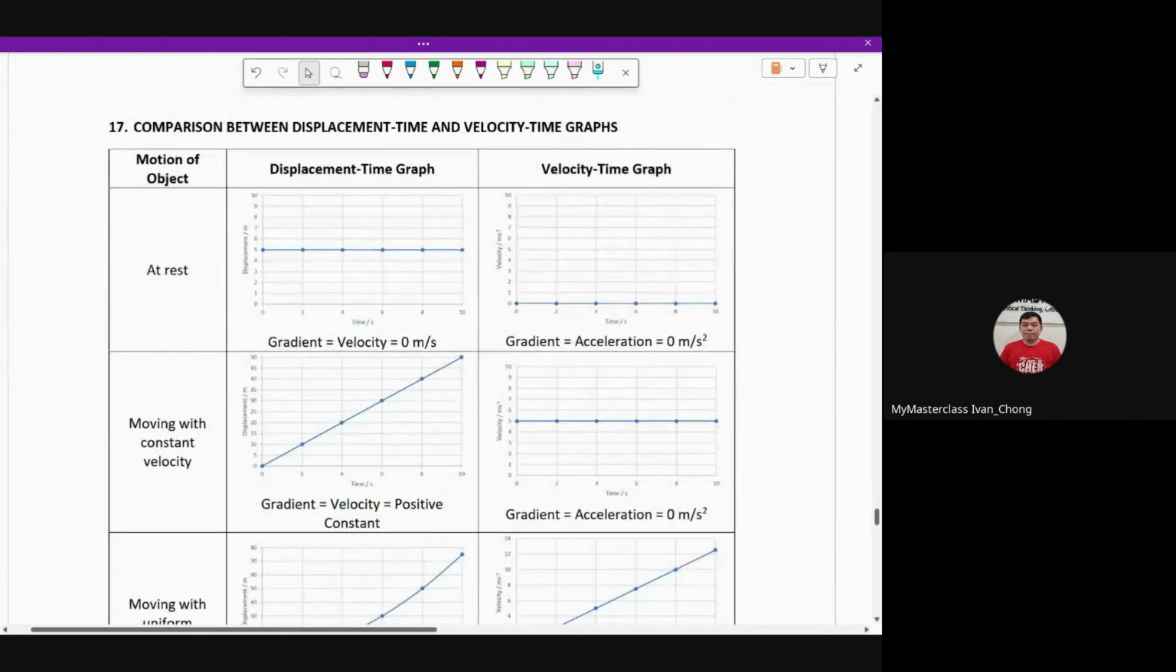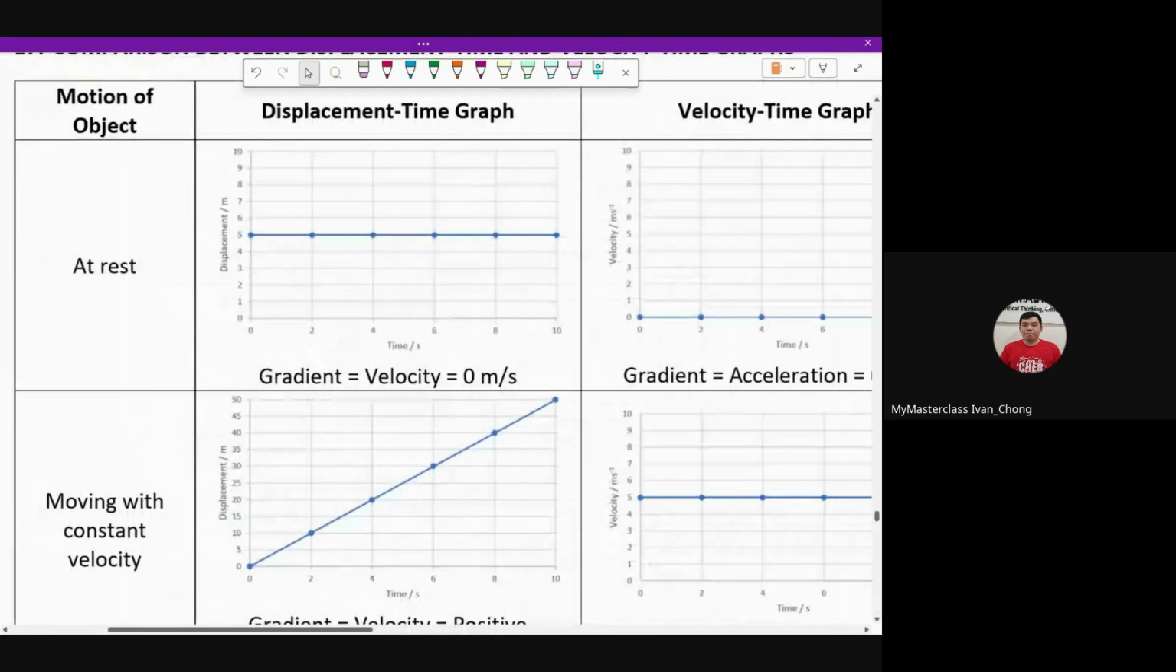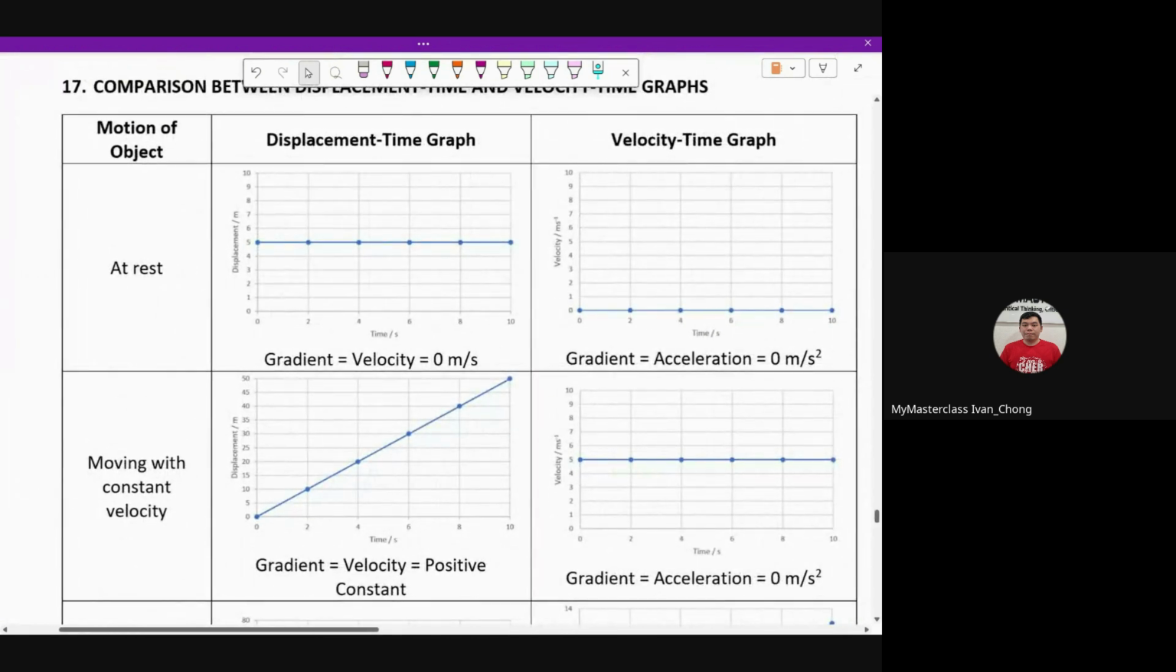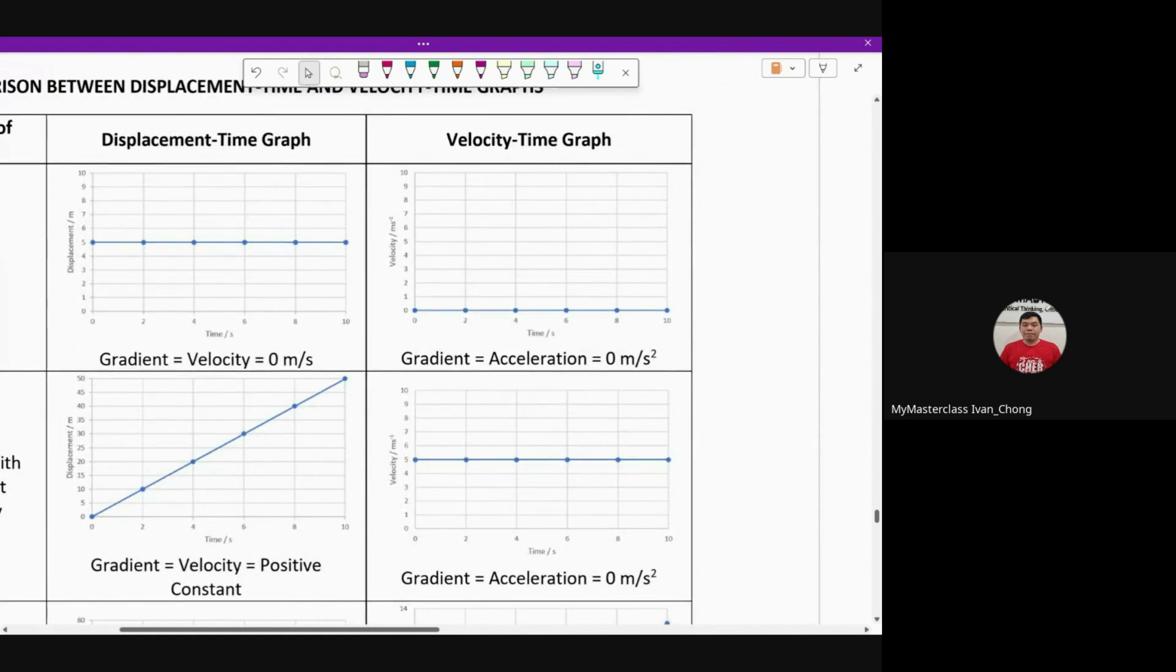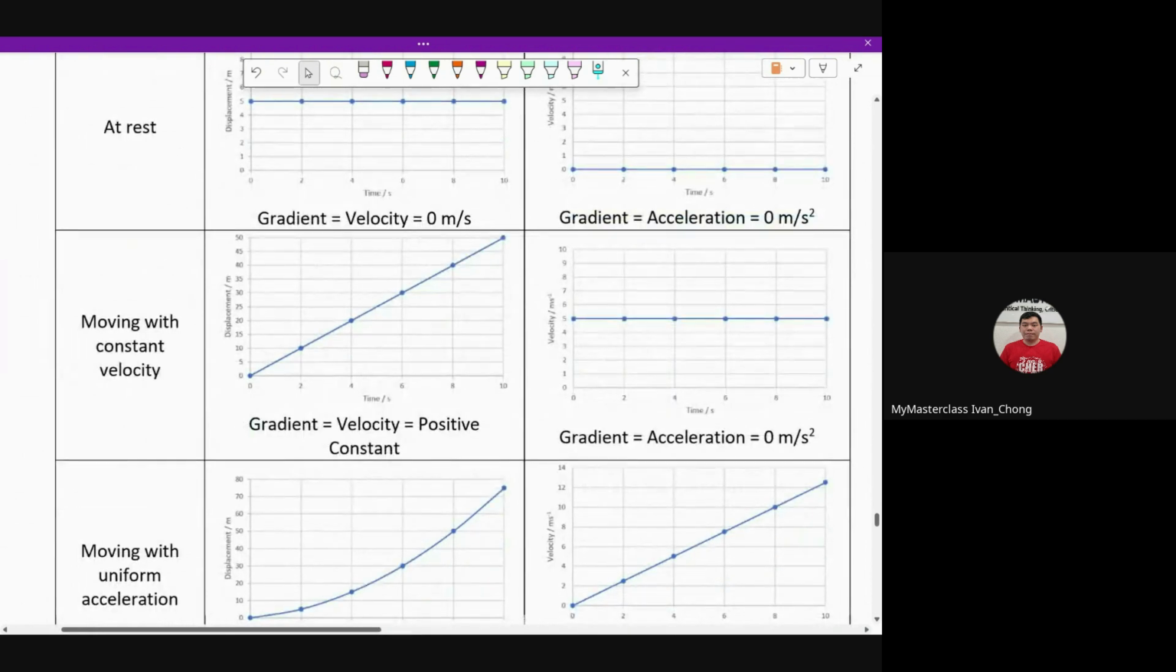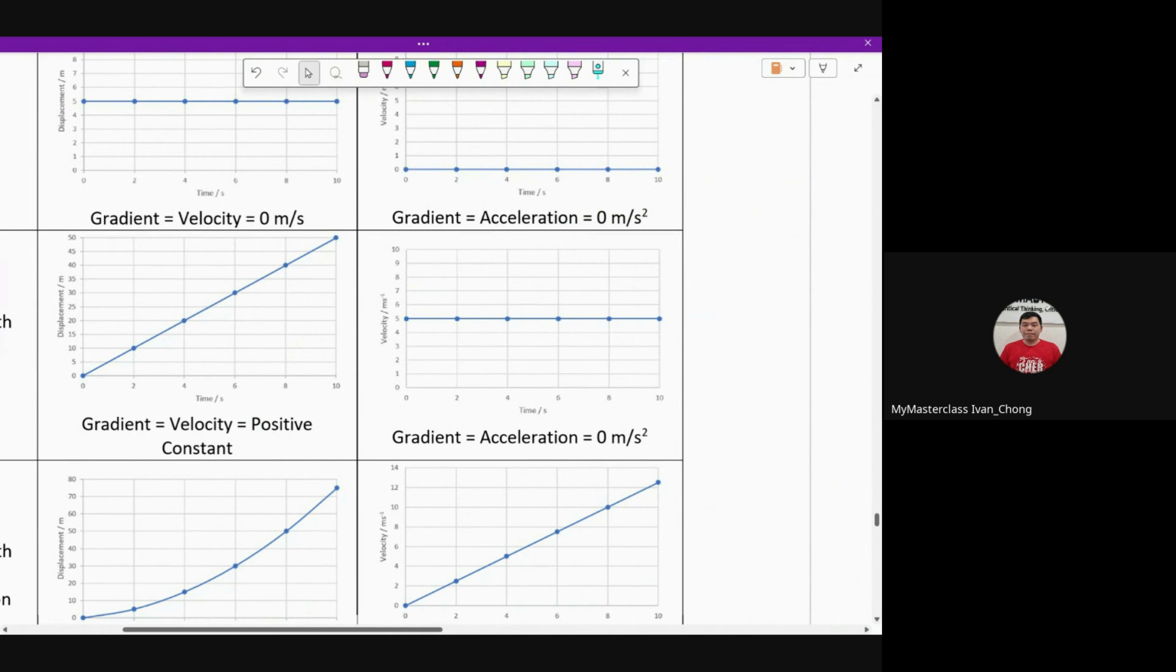Okay, next, let's take a look at your displacement-time and velocity-time graphs. Now, in the displacement-time graph, your gradient is your velocity, right? So this is horizontal, so velocity is always 0 here. Make sense? Next one, constant velocity. My velocity here is constant, so my acceleration is 0.